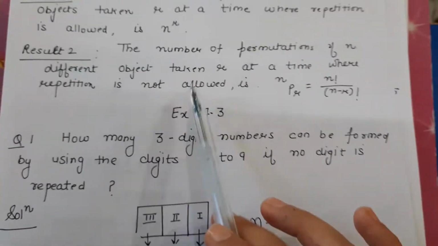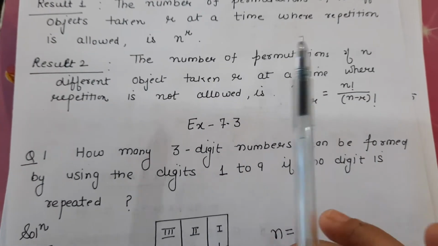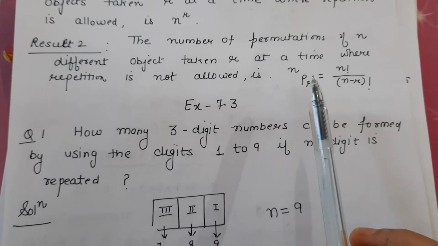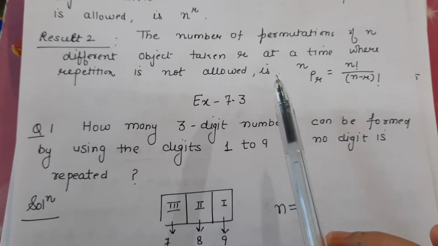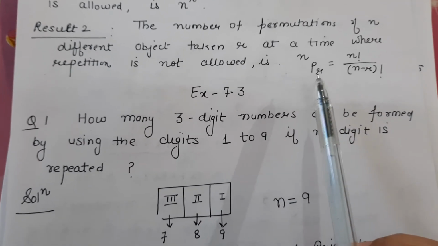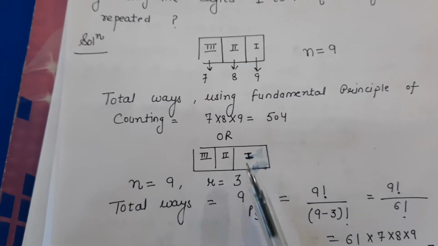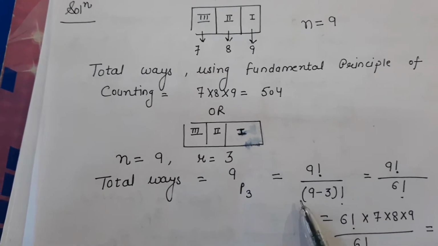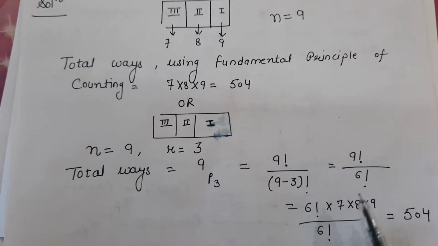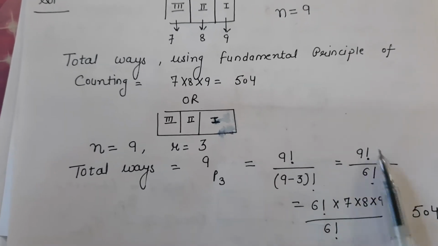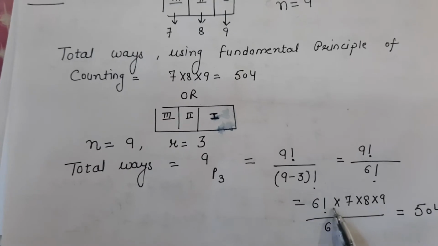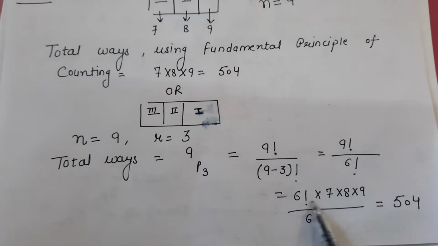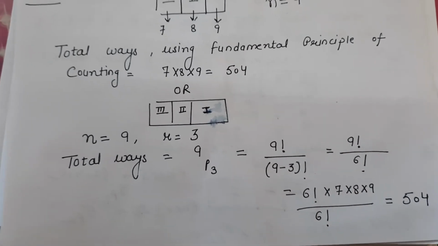So nPr, from this result, the number of permutations of n different objects taken r at a time where repetition is not allowed, nPr, where n is the total digits available, r the places which you have to fill. Here you have to fill 3 digit places, right? So the ways are 9P3. It's 9 factorial upon 9 minus 3 factorial. So this is 9 factorial upon 6 factorial. Now we can write 9 factorial as 6 factorial into 7 into 8 into 9. 6 factorial will be cancelled. If you multiply it, the answer will be 504.